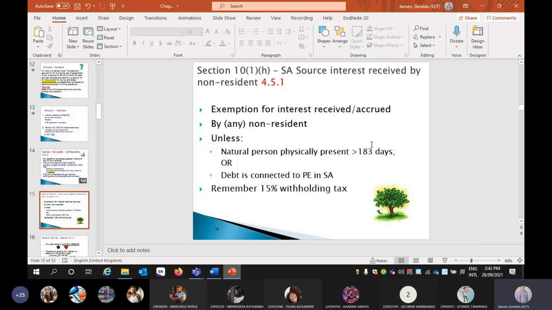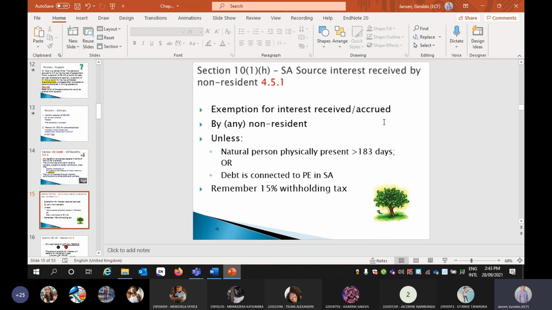Kids are naughty. Exemption for interest received or accrued by any non-resident unless that natural person is physically present for more than 183 days, or the debt is connected to a permanent establishment. PE is not Port Elizabeth, it's permanent establishment in South Africa. So guys, South African interest received by a non-resident.